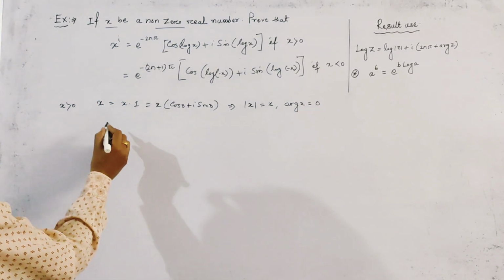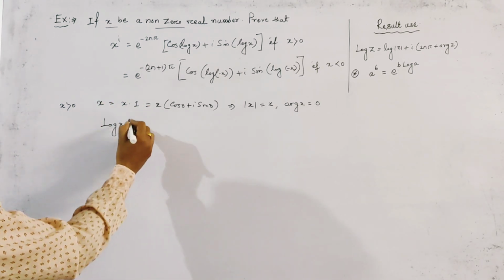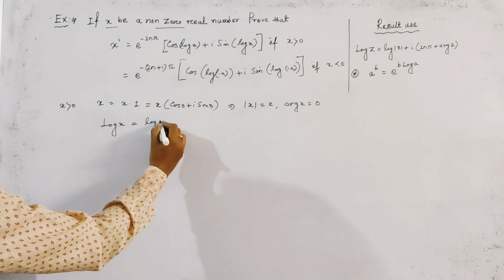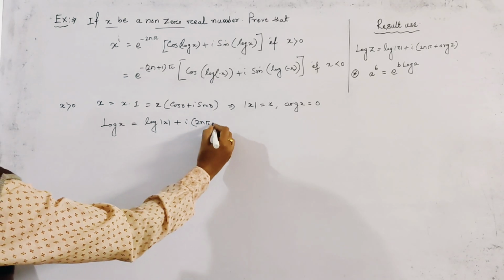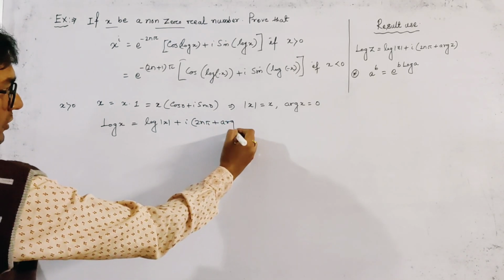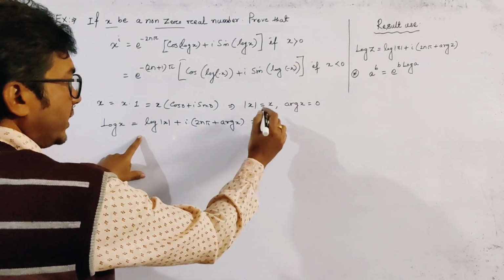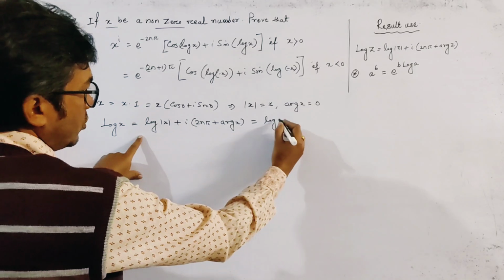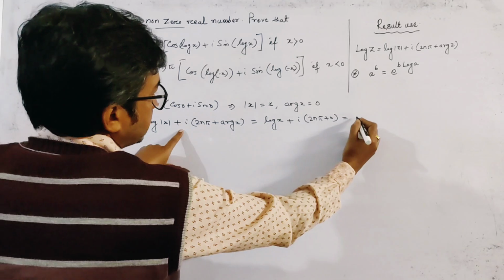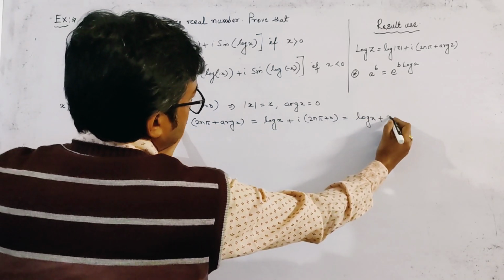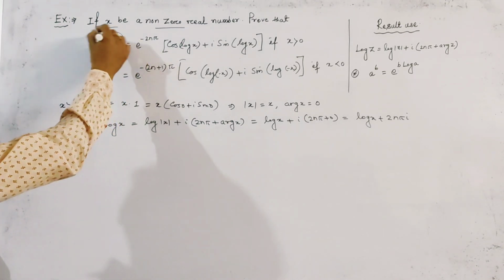So if we want to write the general value of log x, this is given by log of mod x plus i times (2nπ plus argument of x). We use this result. Now putting the value of mod x and argument of x, we get log of x plus i times (2nπ plus 0). This is log x plus 2nπi. Now we have to find the value of x^i.